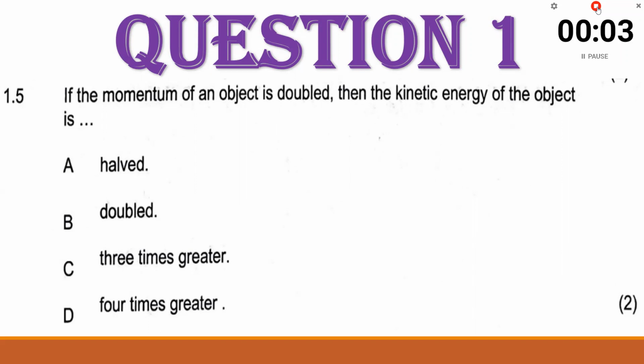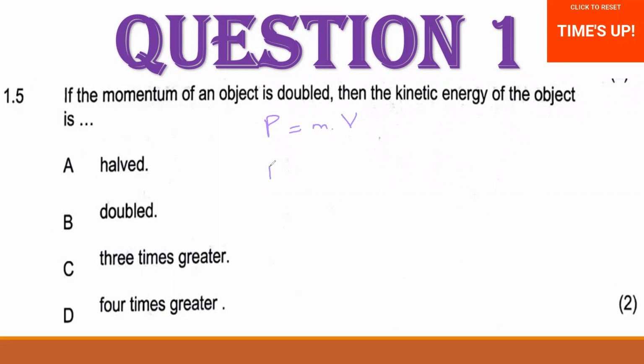Of course, if you need extra time, you can stop video and you can try. So time's up. So let's continue. If the momentum of an object is double, so momentum equals m times v, and then kinetic energy equals 1/2 times m times v squared.